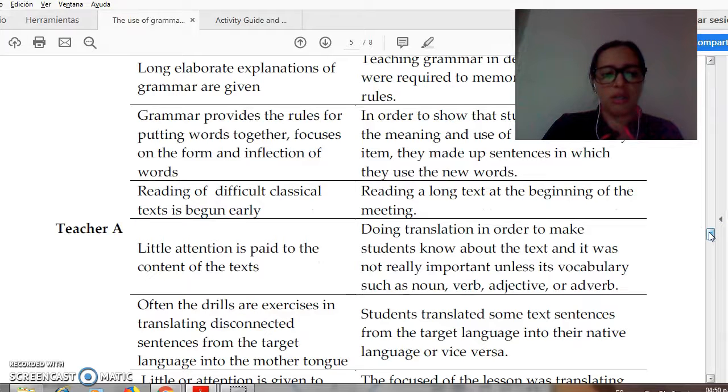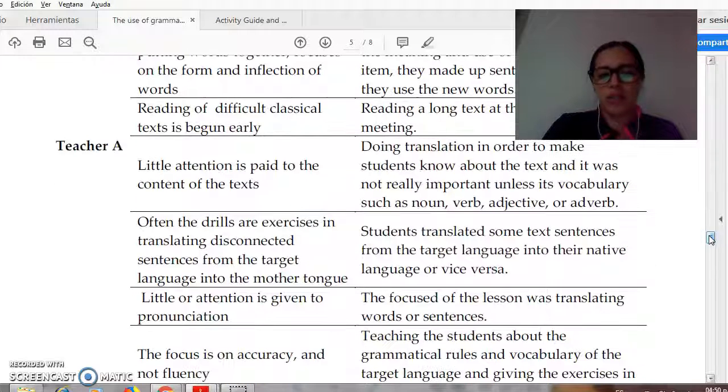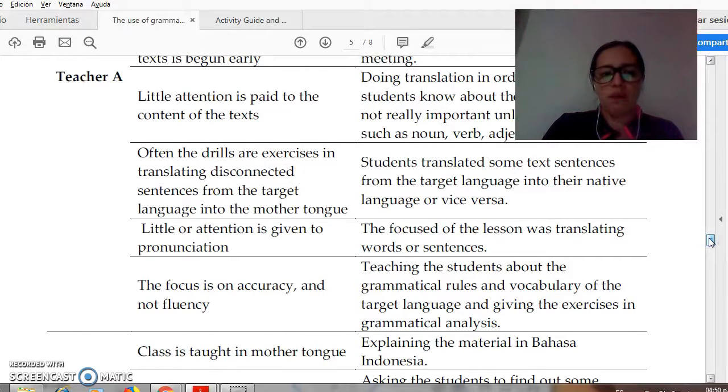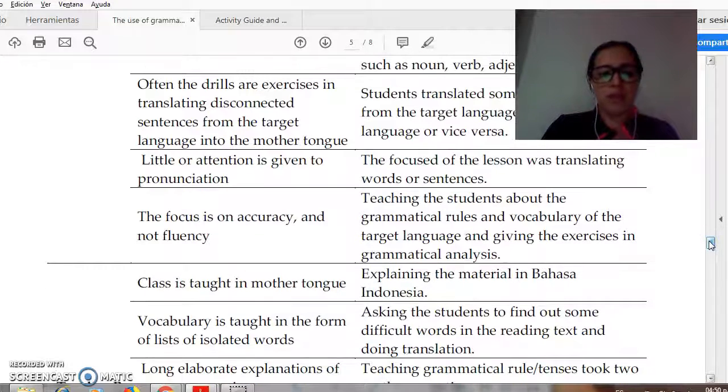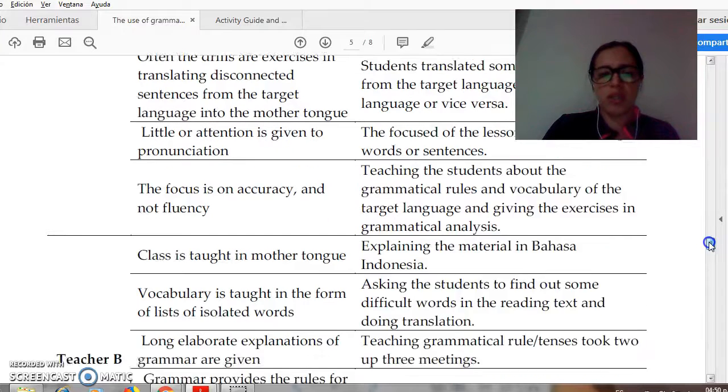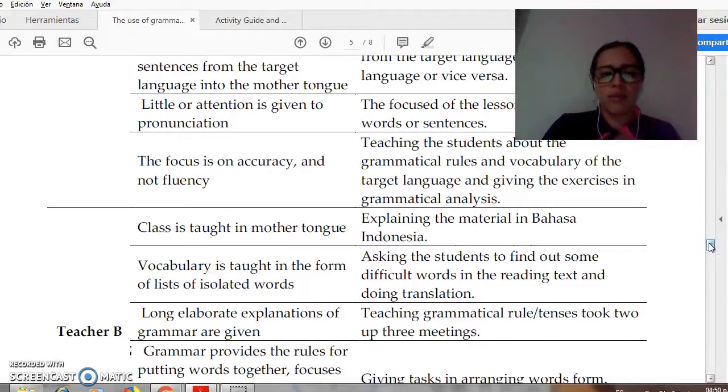Fifth, reading of difficult classical text is begun early. Sixth, little attention is paid to the content of the text. Seventh, often the drills are exercises in translating disconnected sentences from the target language into the mother language. Eighth, little or no attention is given to pronunciation. And ninth, the focus is on accuracy and not fluency.